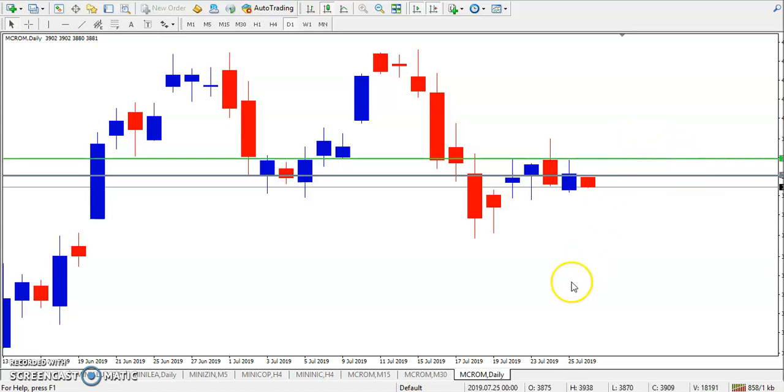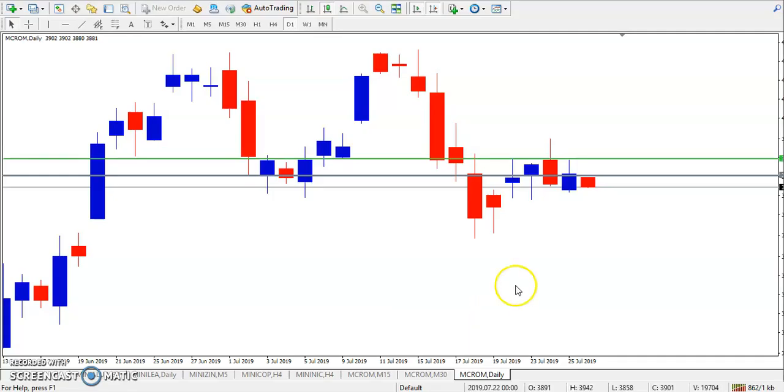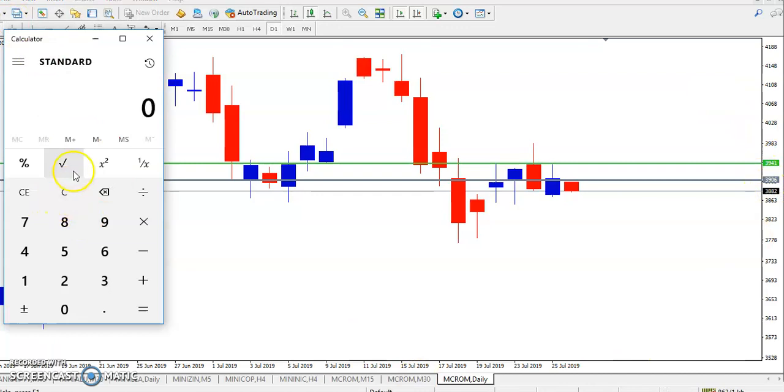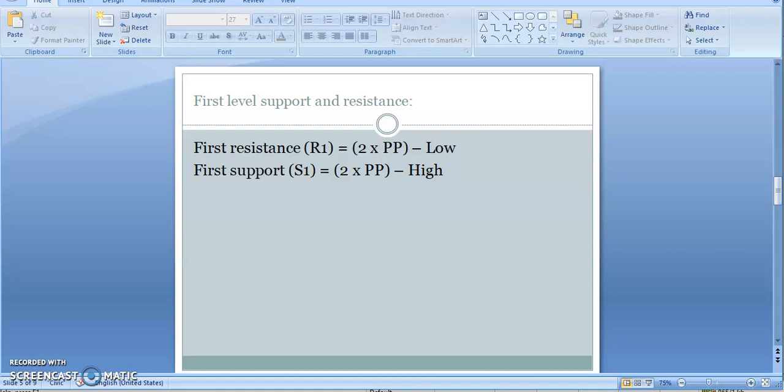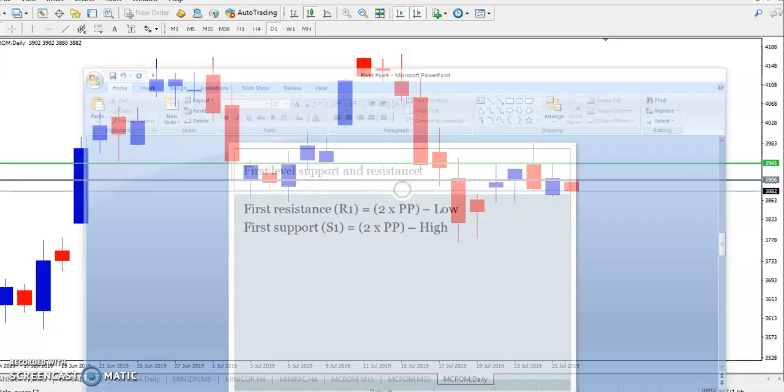Now we'll calculate the first support, right? What is the formula of this support? Support formula is 2 into PP. PP means pivot point, right? What is the pivot point? Let's check it. So the pivot point is showing 3906, right? Here you can see 3906 into 2 according to the formula. Minus high. Where was high? Minus high. So where was high?